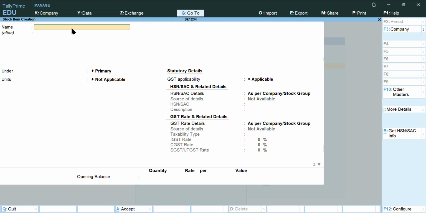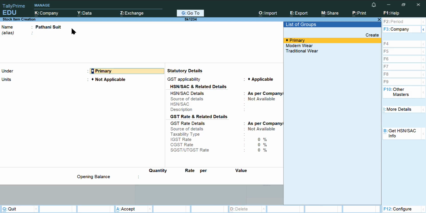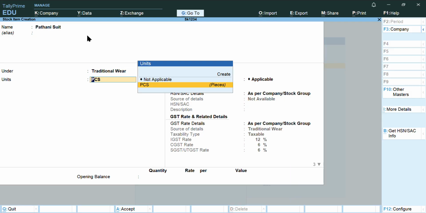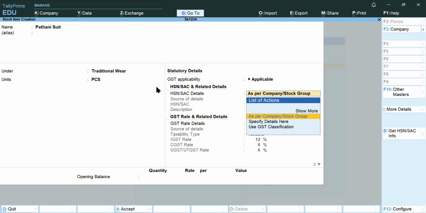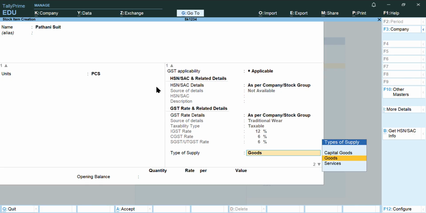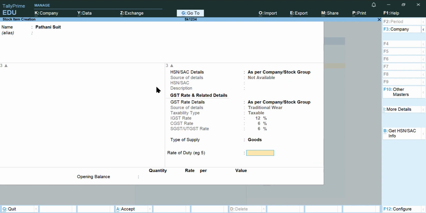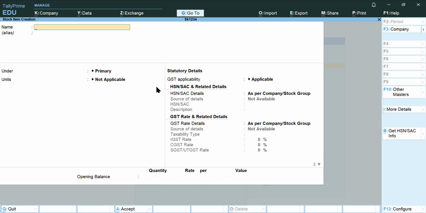Now second item creation is Pathani suit. Pathani suit. This is also under the category traditional wear. So pieces are applicable. So once we feed in one information, the same comes back. All right. Now we are just to check the things. If any information is incorrect, then we will correct it. All right. So this was 100 pieces of 1000 rupees each. So the amount is 1 lakh, accepted.